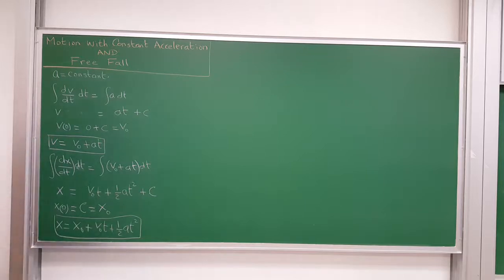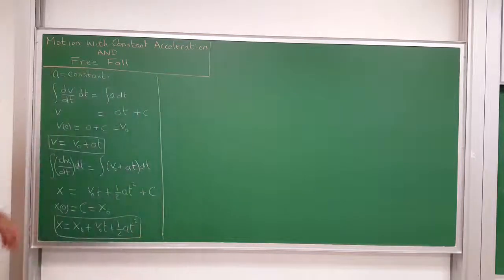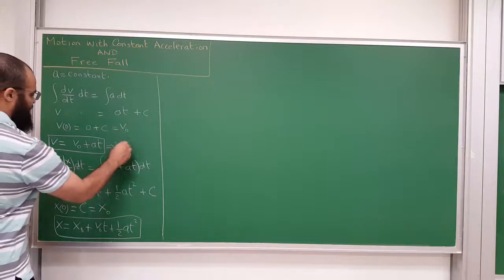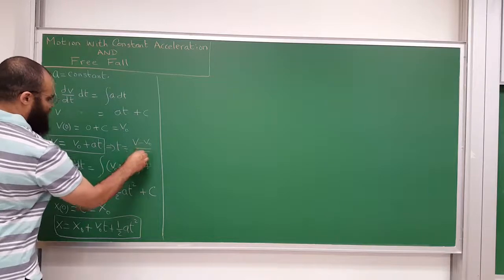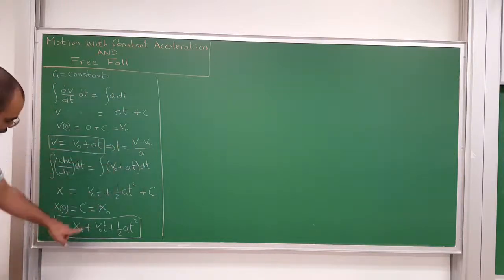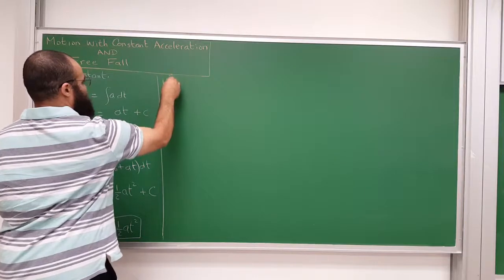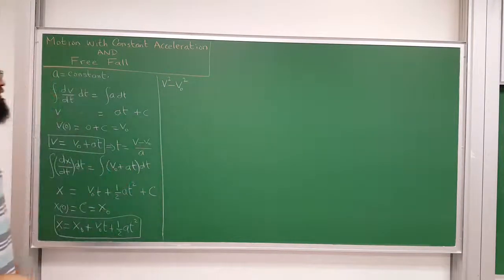So that's that. And I mentioned also, you can have a third equation by eliminating the time. So if you solve for t here, you will get t equal to v minus v initial over the acceleration. And if you plug in this expression for t, anywhere you see time, you will get the following result. I'm not going to waste time deriving it. I'm sure you have seen it before. So I will leave it to you as an exercise to derive it.